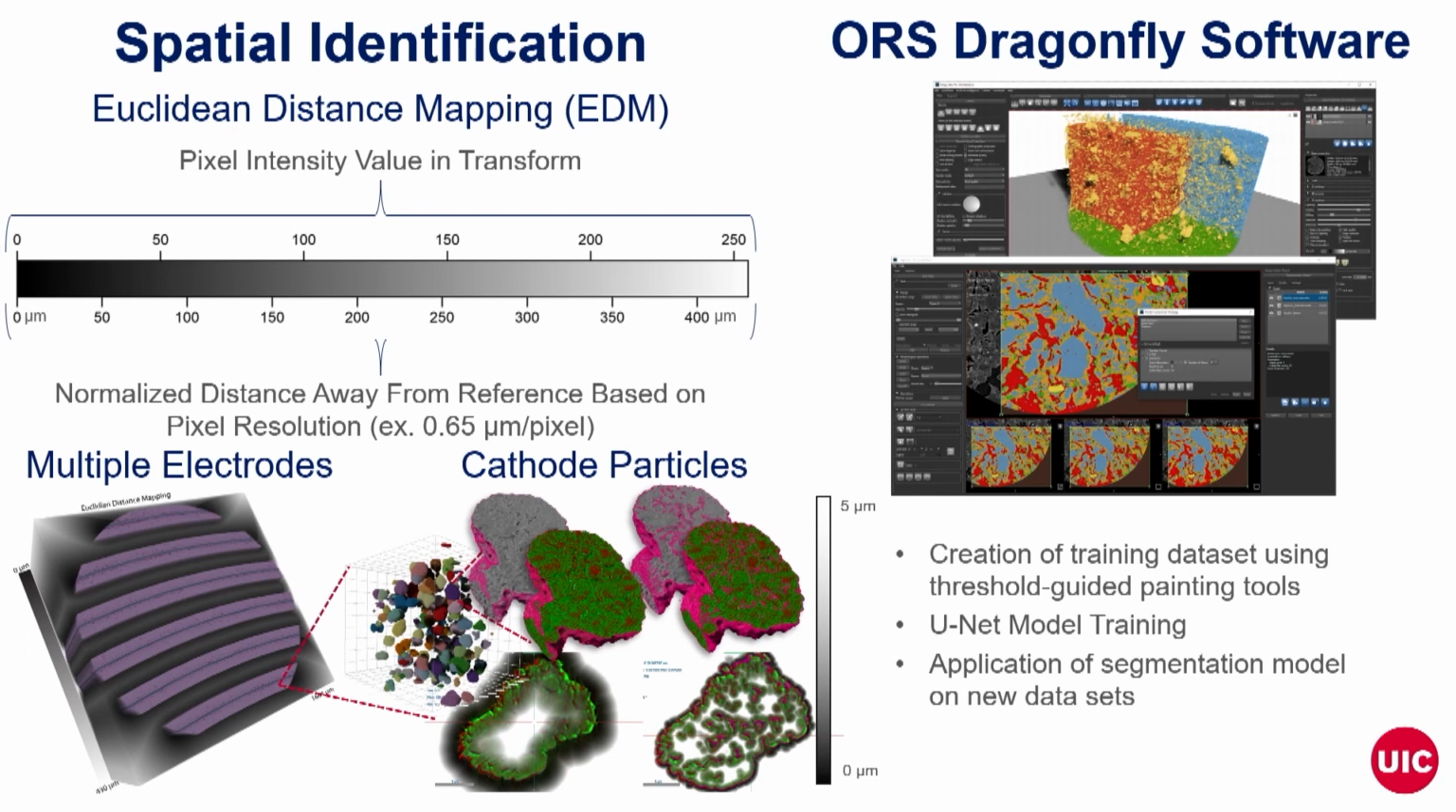So we can look at both the secondary particle structure as well as primary particle structures and see where these elements are falling. All of this data was from the reconstruction before and then implemented into Dragonfly, created training data, and then implemented the model on the new data set and did all the analysis through the Dragonfly software.